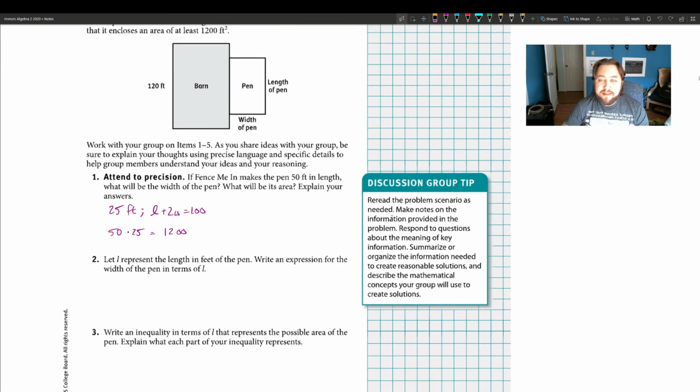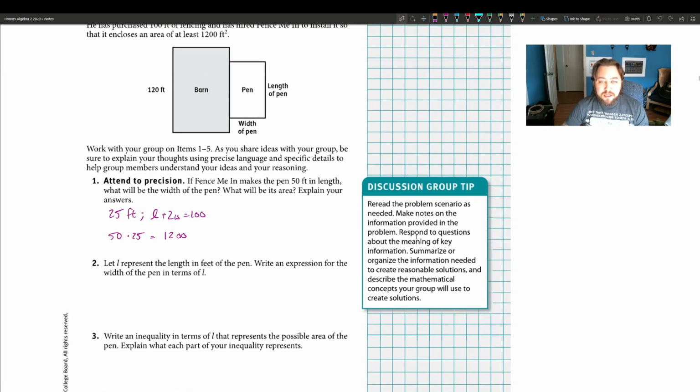Let L represent the length of the pen in feet. Write an expression for the width of the pen in terms of L. So we kind of already did that. We're going to take our 50 and subtract the length over 2. Bam, that's pretty easy. Half the length, and we're going to take that away from 50, which is essentially what we did before.